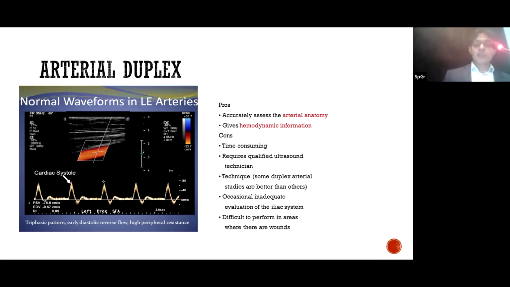It can accurately assess the arterial anatomy. It also gives us hemodynamic information. Again, it's technician dependent, difficult to perform in someone with active ischemia, and it's also difficult to perform if someone has an iliac lesion or if someone is very, very obese.